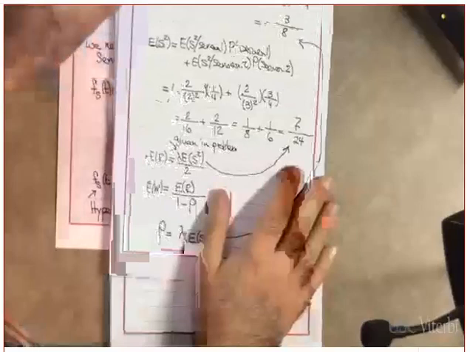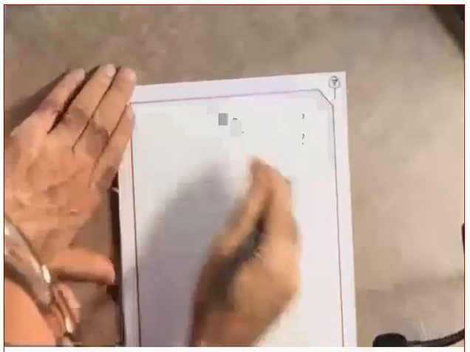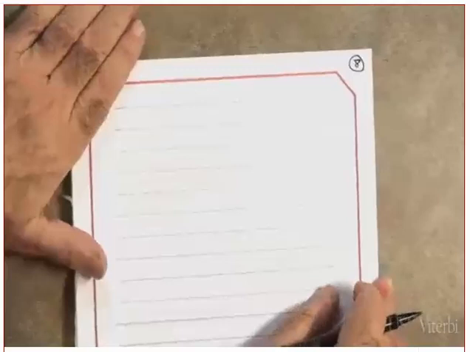So, this is the low priority packets. Can you tell me what is lambda 1? Lambda 1 is the average arrival rate of packets of high priority. And this is lambda 2. By the way, the arrivals are Poisson. Clear? What is lambda 2? It is the average arrival rate of lower priority packets. Clear?